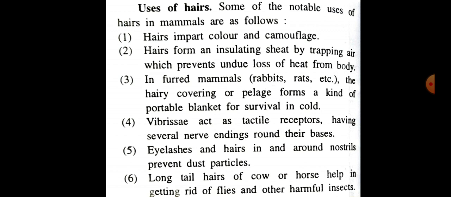Next, vibrissae act as tactile receptors having several nerve endings round their bases. Eyelashes and hairs in and around nostrils prevent dust particles. Long tail hairs of cow or horse help in getting rid of flies and other harmful insects.